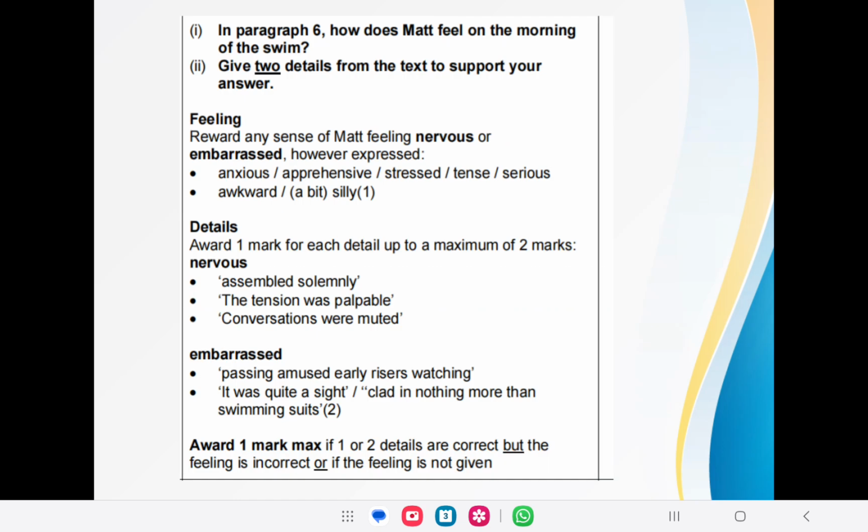Most of you have done this answer, so that's why I want to discuss those questions. In paragraph 6, how does Matt feel on the morning of the swim? So that is also a very specific question. Give 2 details from the text to support your answer. Feelings are that he was anxious. Reward any sense of Matt feeling nervous or embarrassed, however expressed: anxious, apprehensive. Apprehensive means scared, fearful. Stressed, tense, serious, awkward, a bit silly. If you write any of such words, you are going to get marks. And details are quite clear. If you write that he was nervous, the details are that they assembled solemnly, the tension was palpable, conversations were muted.